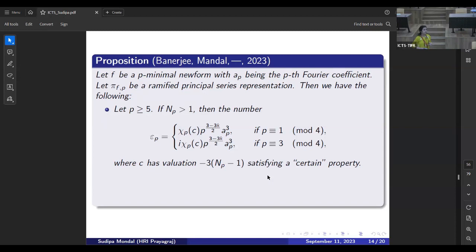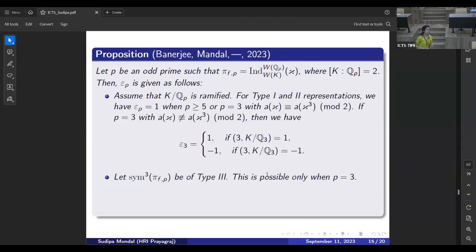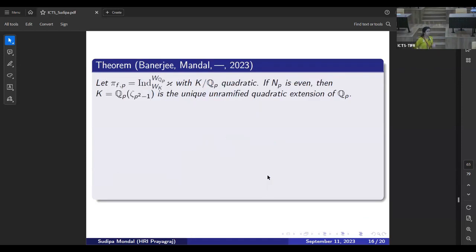Here the third power of the Fourier coefficient appears. We have also calculated epsilon P, the invariants, for the special representation when P is greater or equal to 3. And these are the values of epsilon P for supercuspidal representations. Here I have mentioned only the ramified supercuspidal representation, but we have values for the unramified also. Using this, this is the main result.